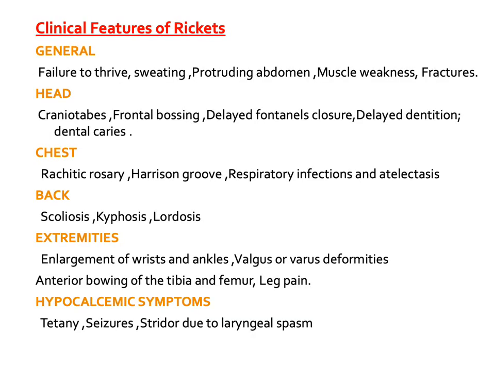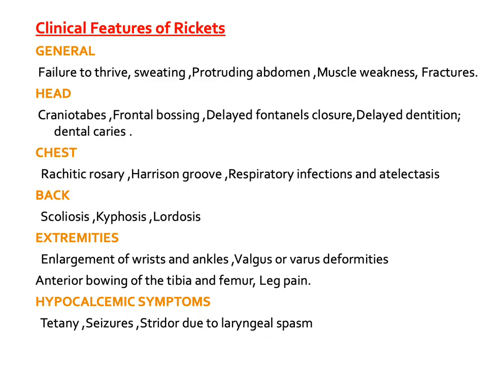Clinical features of rickets. These are the general clinical features, regardless of the etiology. You may see them in nutritional rickets, or in hypophosphatemic rickets, or in the other forms of rickets. In general, there is failure to thrive, sweating, protruding abdomen, muscle weakness, and fractures, greenstick fractures.